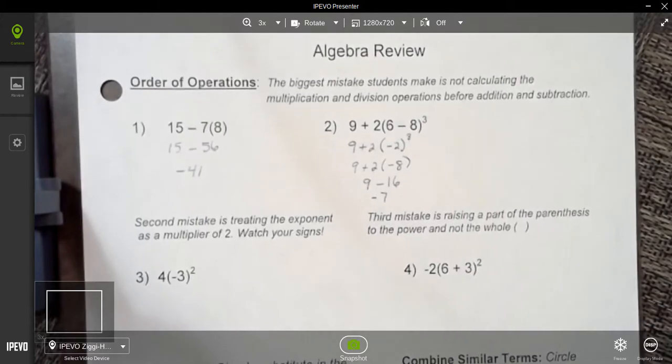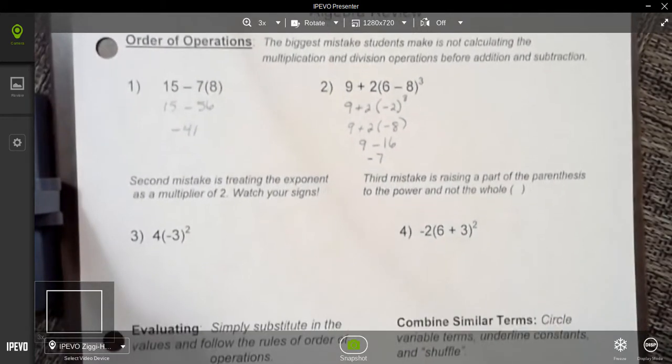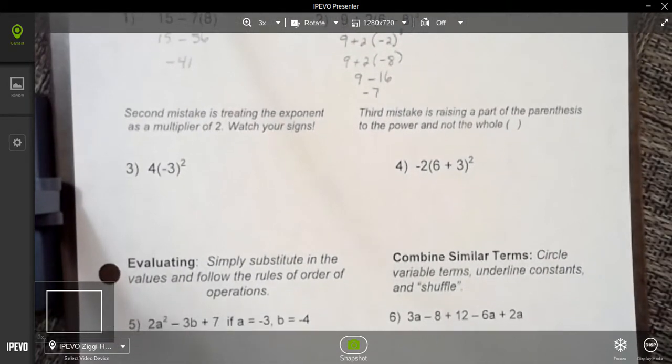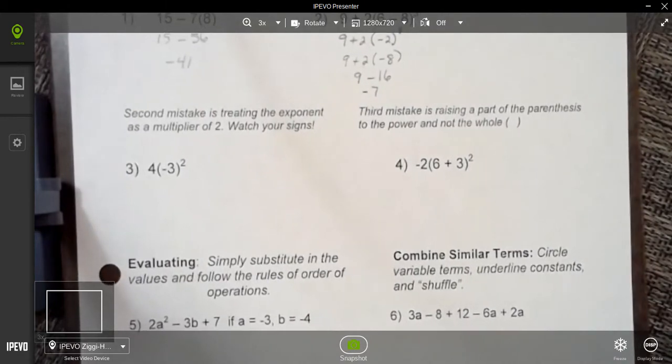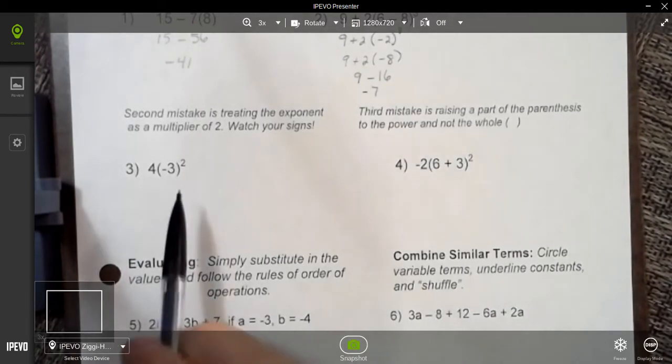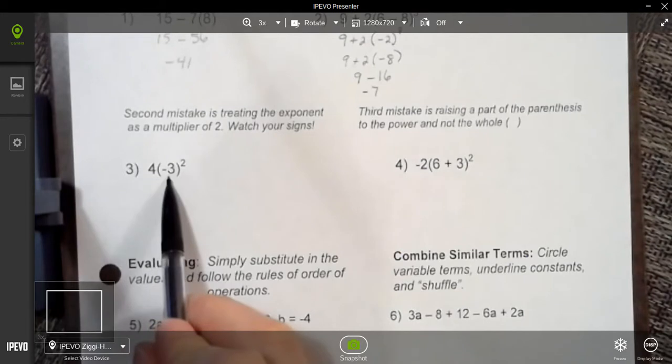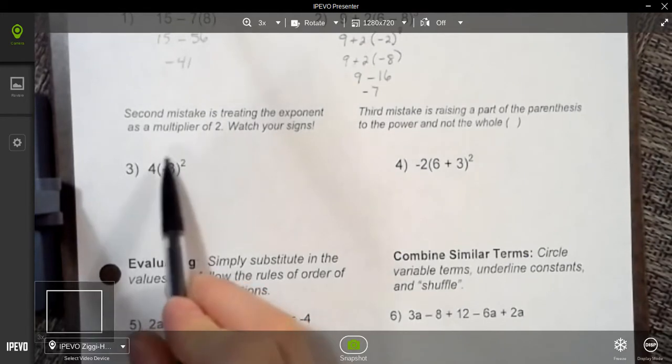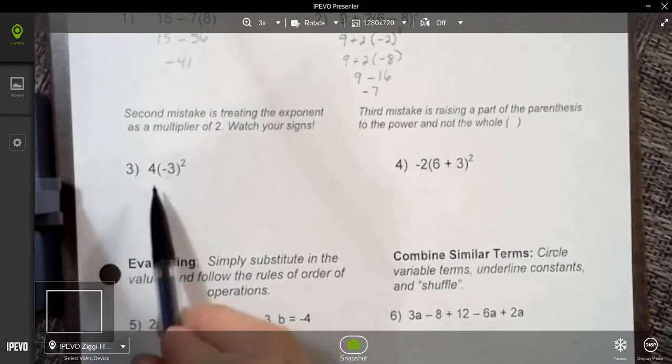The second mistake that I see is treating the exponent of 2 as a multiplier of 2. When you square something, that does not mean to multiply the value by 2. It means to multiply the value by itself. So in this example, I have 4 times negative 3 to the second power.